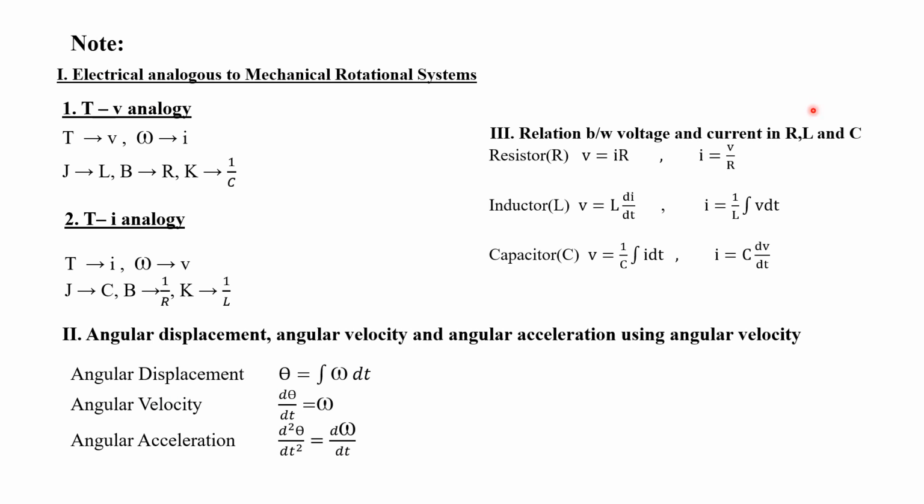So these all are the formulas we derived for the electrical analogous to mechanical rotational system. Here we have two analogies, torque to voltage analogy as well as torque to current analogy. Similarly, we know the relation between angular displacement theta and angular velocity omega. You have to remember this to solve the problems. And also we know the relation between voltage and current for the different electrical components, that is resistor, capacitor as well as inductor. So these you have to study. If you know all these formulas, we can easily solve the problems related to electrical analogous to mechanical rotational system.